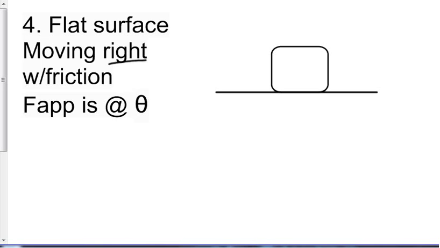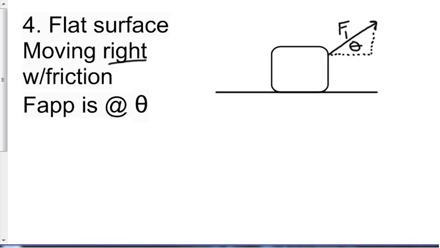It says to the right, so I have a push to the right or a pull to the right, and I'm going to say it's a pull to the right, and it's pulling at an angle now. And this is our applied force. I'm just going to call it F1 for simplicity's sake. And it's being pulled, yes, ladies and gentlemen, at some angle theta.